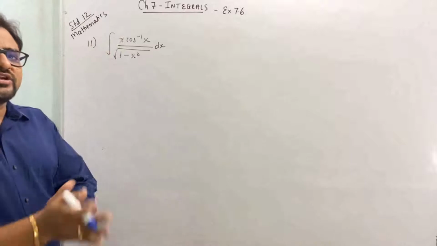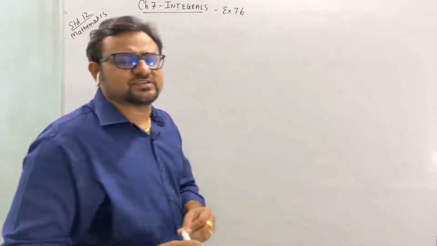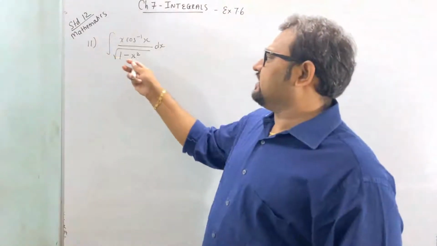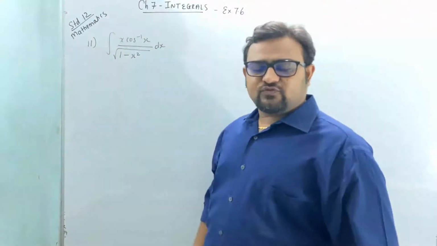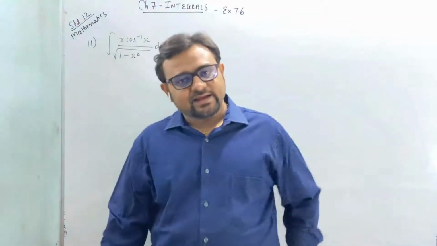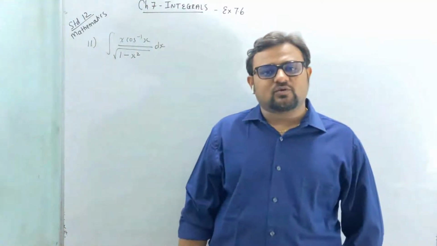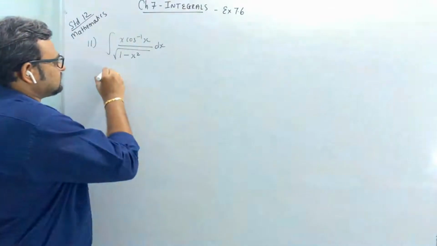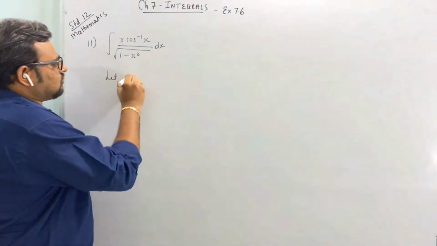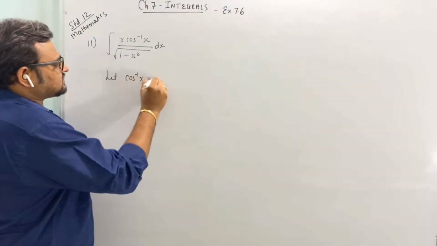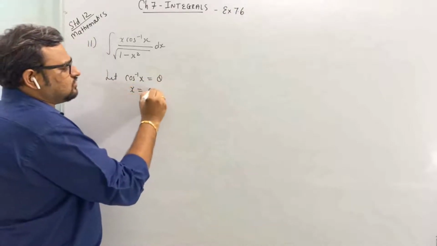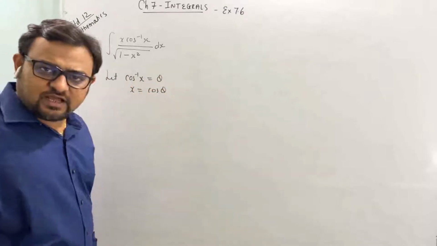Now see, you know that the derivative of cos inverse x is minus 1 upon root of 1 minus x square. And we are having here root of 1 minus x square. So from that we can get a hint that we need to assume cos inverse x. So let cos inverse x equal to theta. That means x is equal to cos theta.